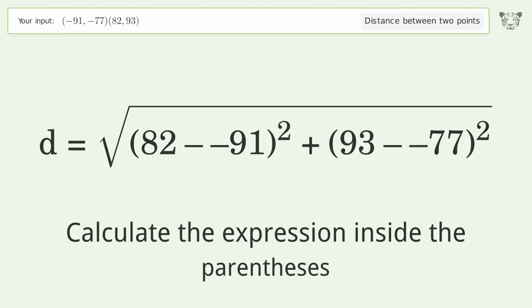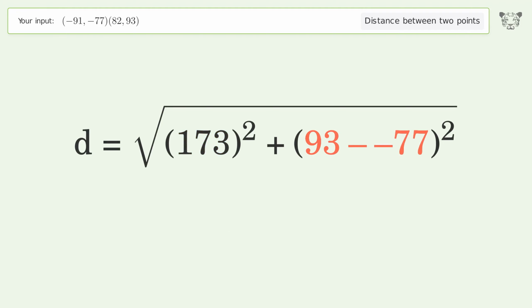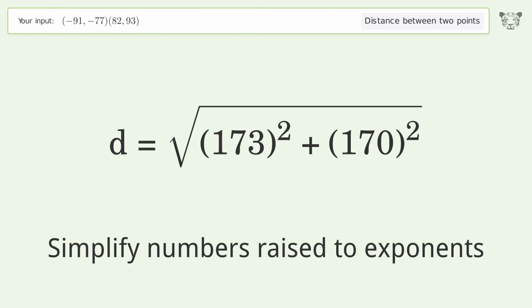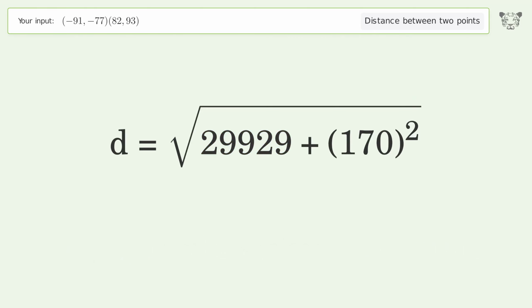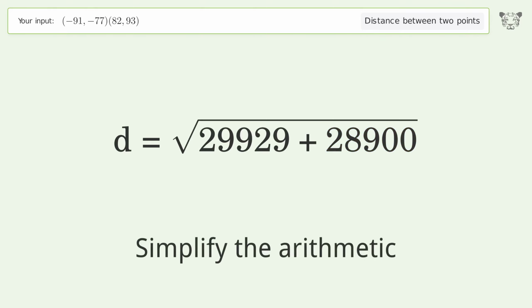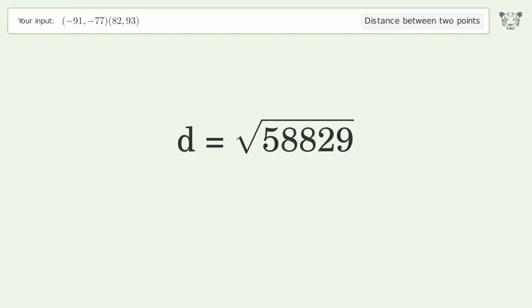Calculate the expression inside the parentheses. Simplify numbers raised to exponents. Simplify the arithmetic. And so the distance between the 2 points is the square root of 58,829, or 242.547.